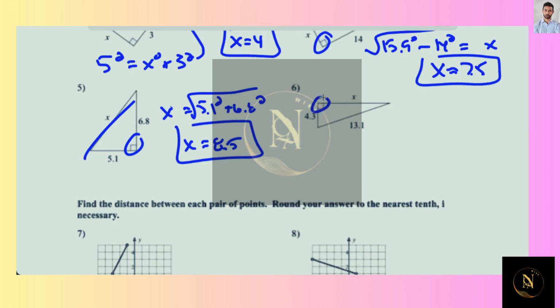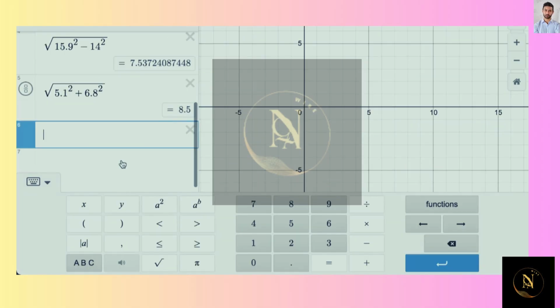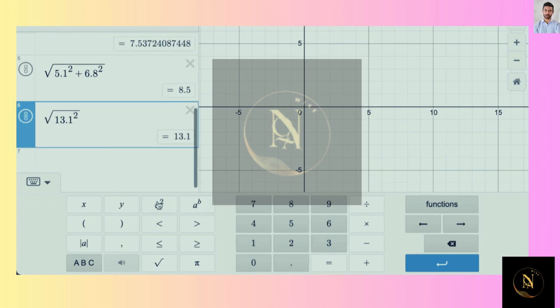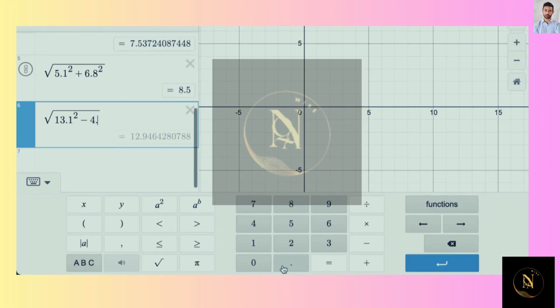The hypotenuse is 13.1, so 13.1 squared equals x squared plus 4.3 squared. So subtract 4.3 squared from both sides, and then square root both sides, and you've got x. So the square root of 13.1 squared minus 4.3 squared, or 12.4 to the nearest tenth.